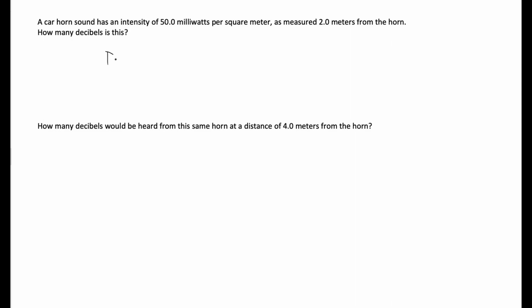So there's a formula we can use to convert intensity to decibels. The formula is D equals 10 log of I over I0, where I0 stands for the intensity of the threshold of sound. It's 10 to the minus 12 watts per meter squared. That would be the intensity of just barely being able to perceive a sound.